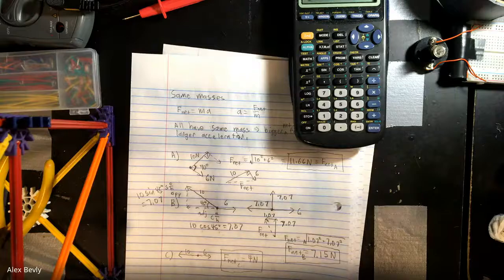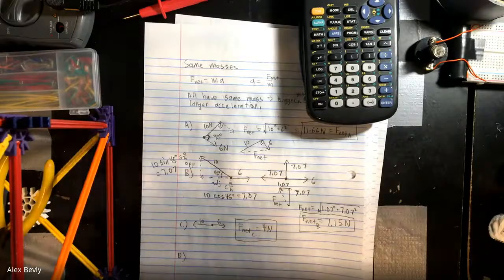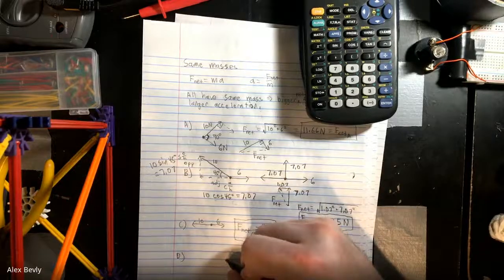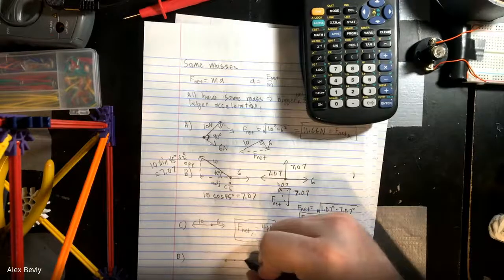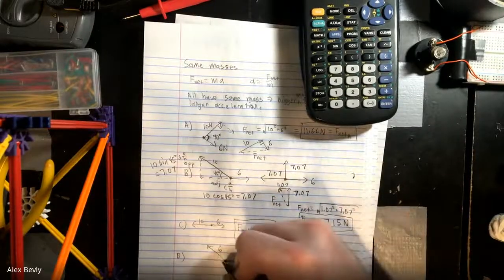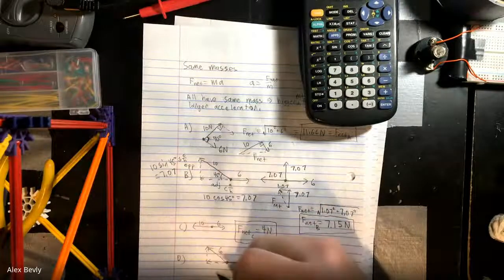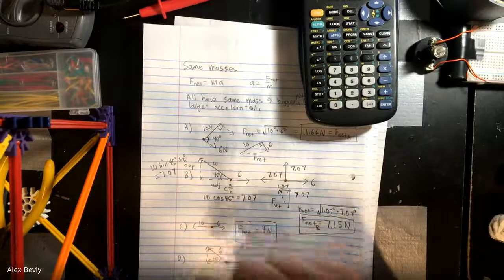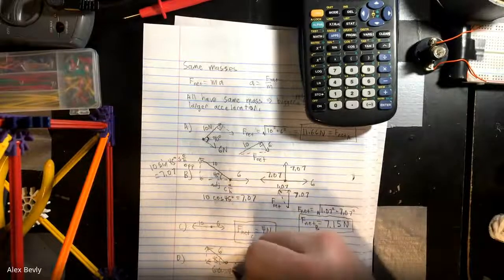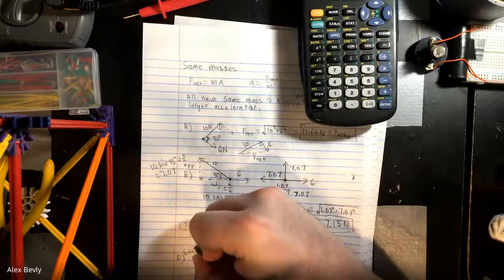All right, D is very similar to B, except the forces are switched. Now I have 10 newtons this way, and I only have 6 this way. But let's not go through and redo everything. I have my 45 degrees, my adjacent right here, so this is going to be 6 times cosine 45 degrees for my adjacent. And then my opposite is going to be 6 sine 45 degrees.